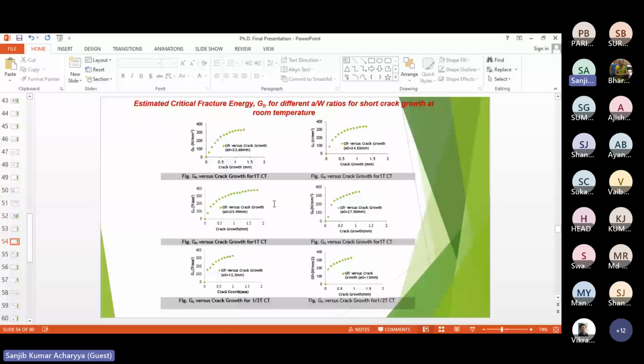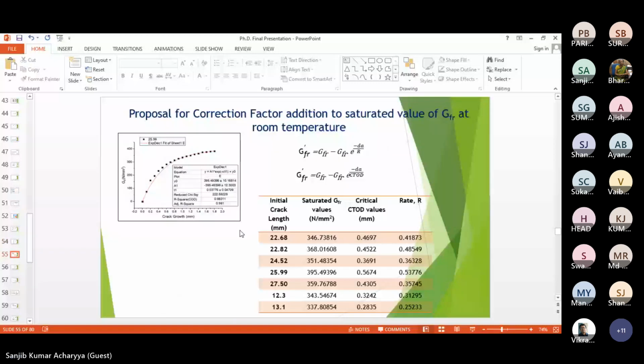So we used this model, and if load versus LLD data are available, then we can estimate the GFR from the very beginning to large crack growth. In this process, GFR was estimated from the very beginning for different types of CT specimen, first with different initial crack length. So this is the plot of GFR versus crack growth using the cohesive zone model, estimated based on our JMPL versus delta A curve and graphical method both. Then what to do? We got a variation of GFR versus delta A.